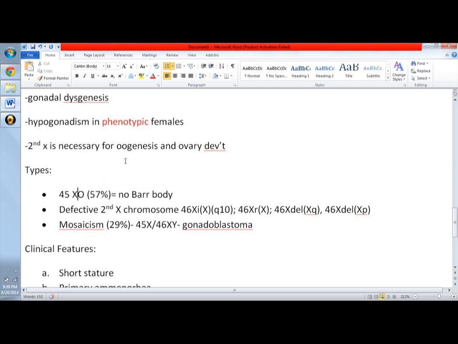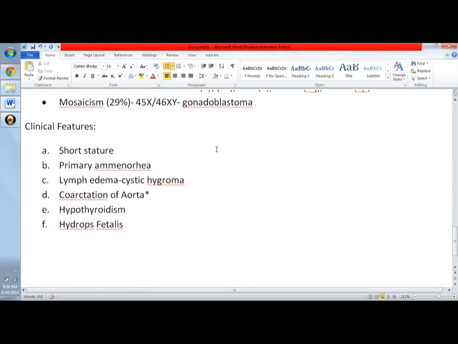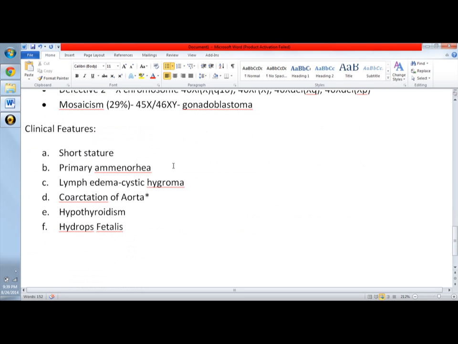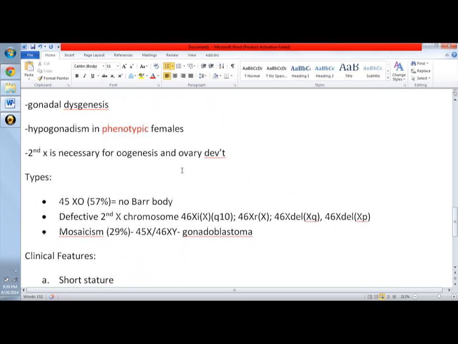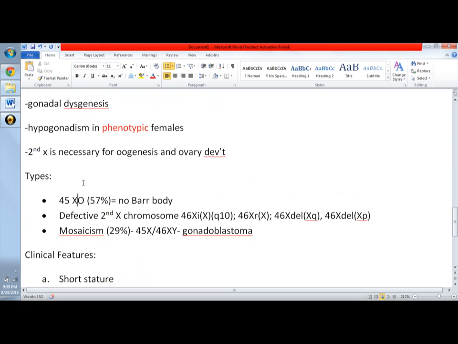Barr body. Since there is no second X, which is necessary for oogenesis and ovary development, the patient will usually present with primary amenorrhea. Primary amenorrhea is due to gonadal dysgenesis, and there are atrophic or streaked ovaries. But before we discuss the clinical features, we'll go to the types first.